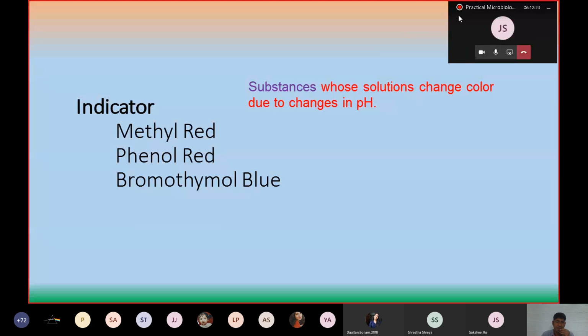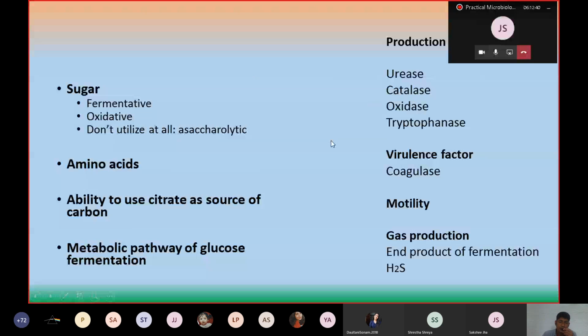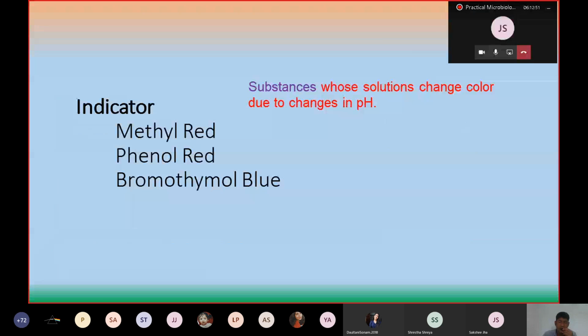Now you have to understand indicators. Indicators are the chemicals, substances, which will change color due to change in pH. If we see all these tests here, all these activities will lead to either acidic pH or basic pH, and so that pH change will be detected by an indicator. Different indicators can be methyl red, phenol red, bromothymol blue.